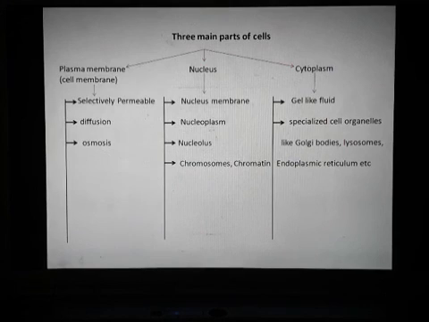Now move to the basic parts of the cell. As you know, there are three main basic parts of the cell: plasma membrane, which is also known as cell membrane, nucleus, and cytoplasm. In the slides we are going to study about these three basic parts only, one by one. The plasma membrane is also known as a selectively permeable membrane, and the processes that we are going to study here are diffusion and osmosis.